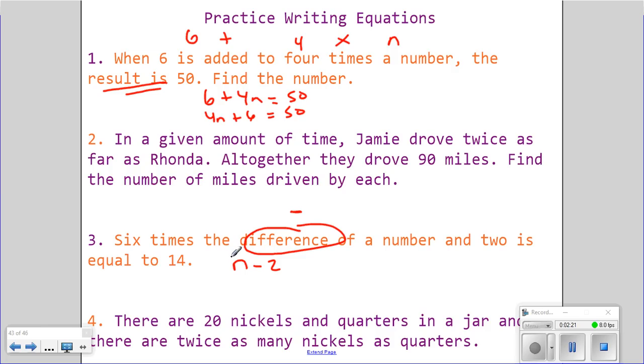And then sometimes you got to work backwards, as I'm doing. Times 6. So this needs to be in parentheses, because we want the difference times 6. We don't just want n times 6 or 2 times 6. We want the difference of n and 2 times 6 is equal to 14. Please try the others on your own.